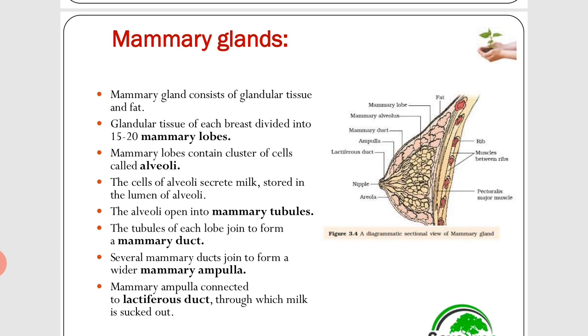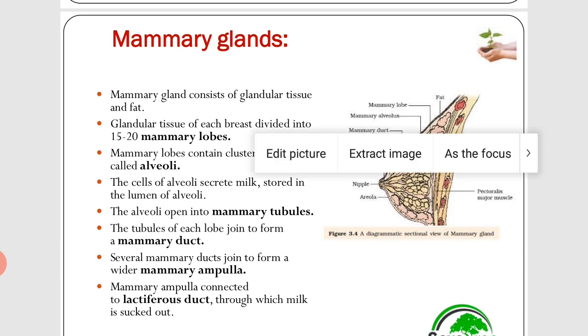Then, regarding the ejection of milk, the milk does not ooze out every time. The ejection of milk is stimulated by oxytocin, which is released from the posterior pituitary in response to sucking by the baby. You might also have noticed that surrounding the nipple of the breast is a circular disc-like rough pigmented skin, and that is called the areola.